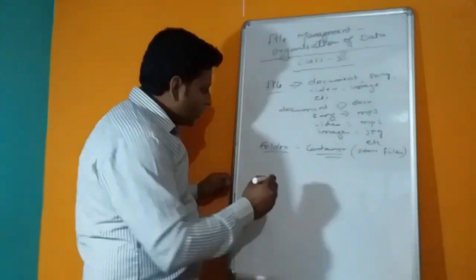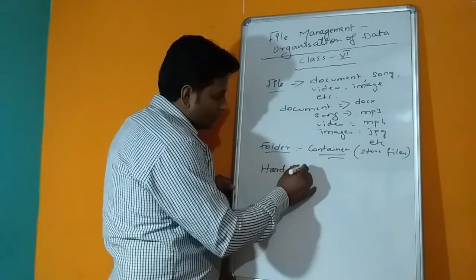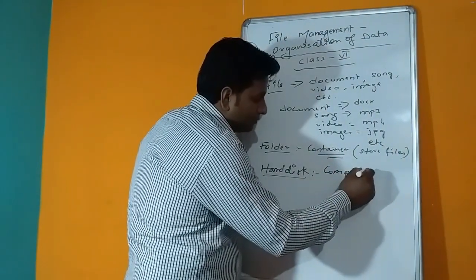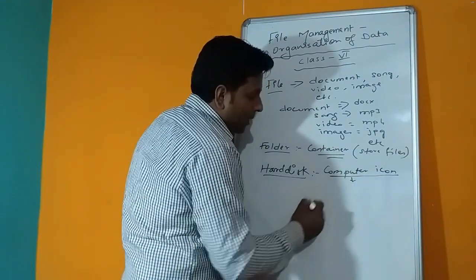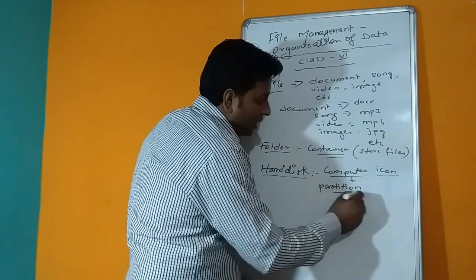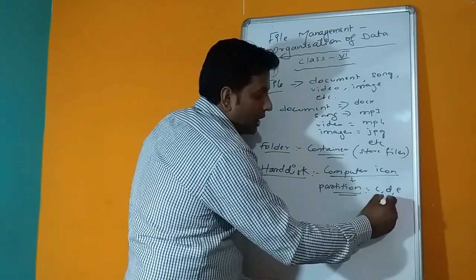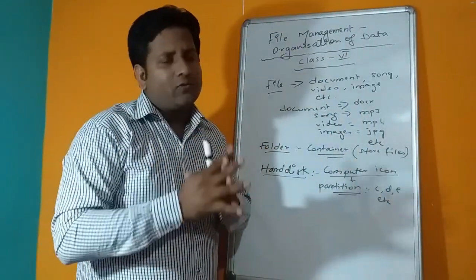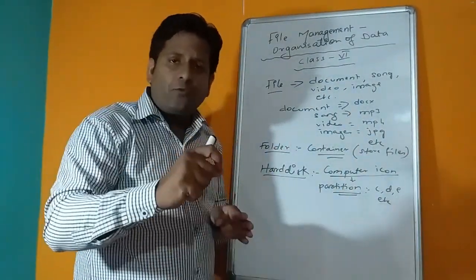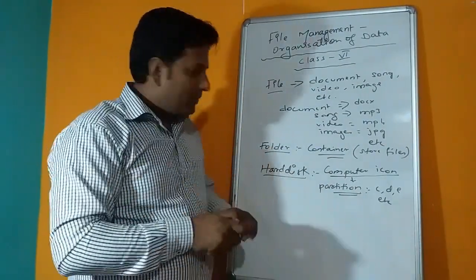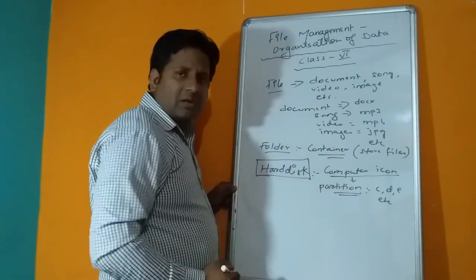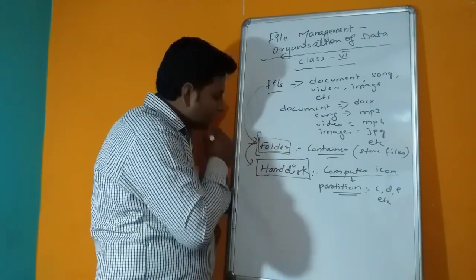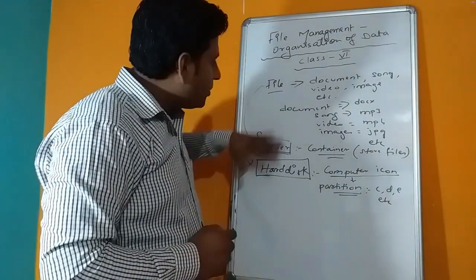Now the next part we have is the hard disk. In the computer icon, we have partitions. Various partitions are available like C, D, E, etc. This C drive, D drive, E drive, these partitions of the hard disk, are actually the main storage of the computer. In that storage we create the folder, and in that folder we store the file. That means the main storage of the computer is the hard disk, a folder is the storage of files, and folders with their files are stored in the hard disk. So this is all about the storage.